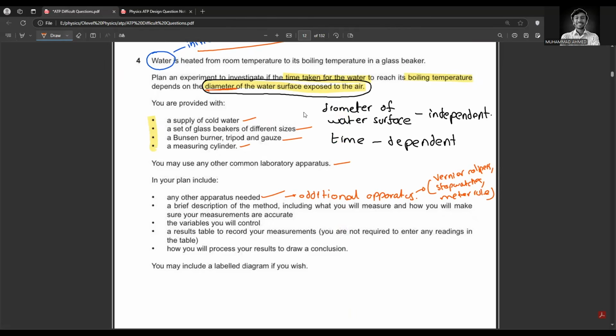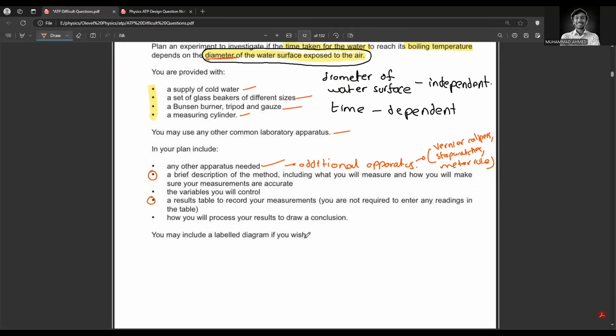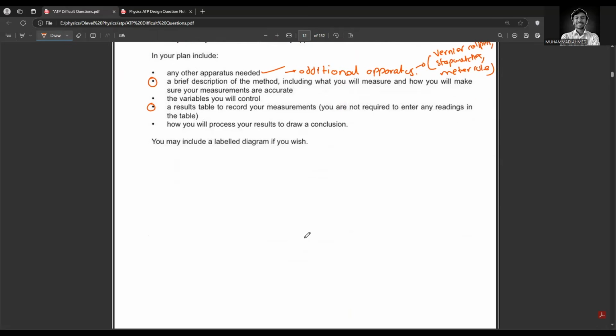Let's see point number 2 what the examiner is asking. We are just marking things. We haven't started writing the answer. A brief description of the method and how will you make sure your measurements are accurate. So here you will have to tell what is the independent variable, what is the dependent variable, and how will you carry out the experiment. In the third pointer, you have to tell about the control variables. In the fourth point, you have to tell about the table. In the fifth point, you have to draw a conclusion. For drawing a conclusion, I have told you two methods. So let's start writing the question.